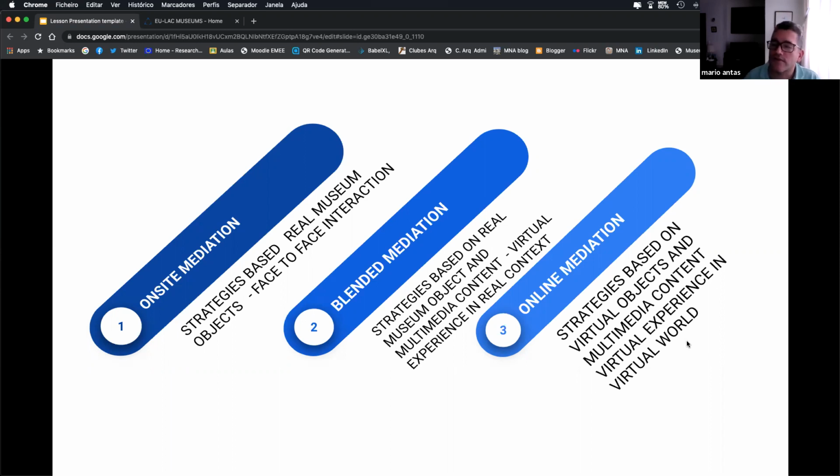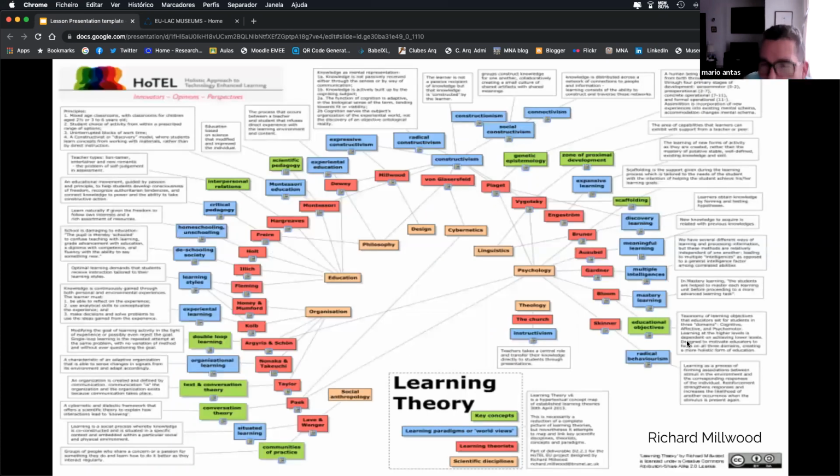And of course, there is what some researchers call online mediation: strategies based on virtual objects and multimedia content, a virtual experience in the virtual world. The museum and the strategy of mediation are present in these three types. And all the researchers in education in museums are shifting from one-sided mediation to blended mediation and online mediation. So I just want to bring these ideas to share with you about the paths that we are walking at this moment. And of course, when we talk about mediation, we talk about learning theories.